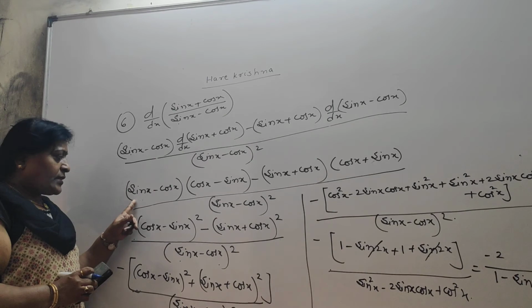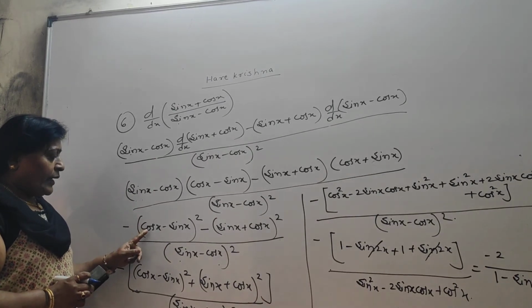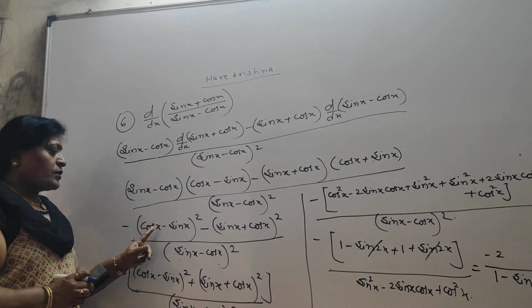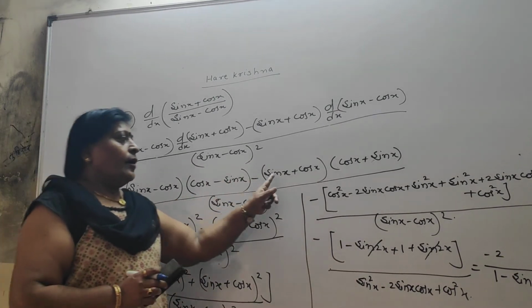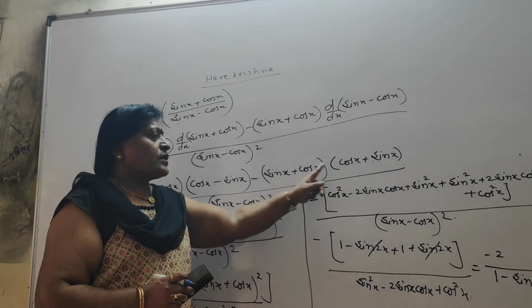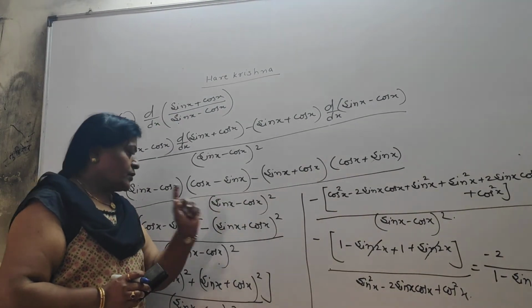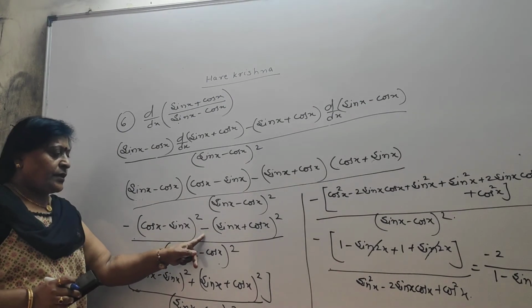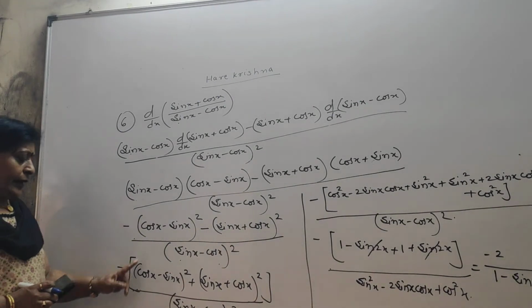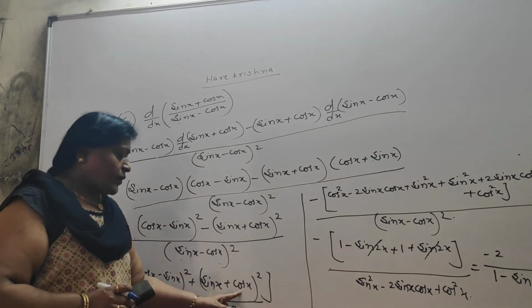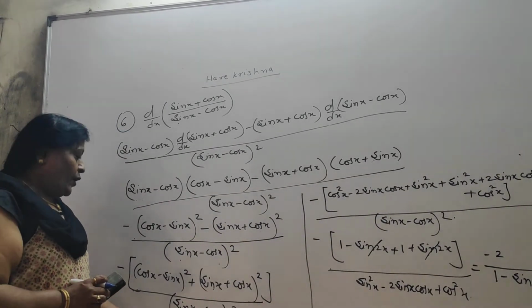Again, if you take minus sign common from the first bracket, you will get cos x minus sin x. Second bracket cos x minus sin x, therefore (cos x minus sin x) whole square. And here again the same bracket, sin x plus cos x, sin x plus cos x. Therefore again I have made here (sin x plus cos x) whole square. This is minus, this is minus. You can take minus sign common and in bracket you can write (cos x minus sin x) whole square plus (sin x plus cos x) whole square divided by denominator square.